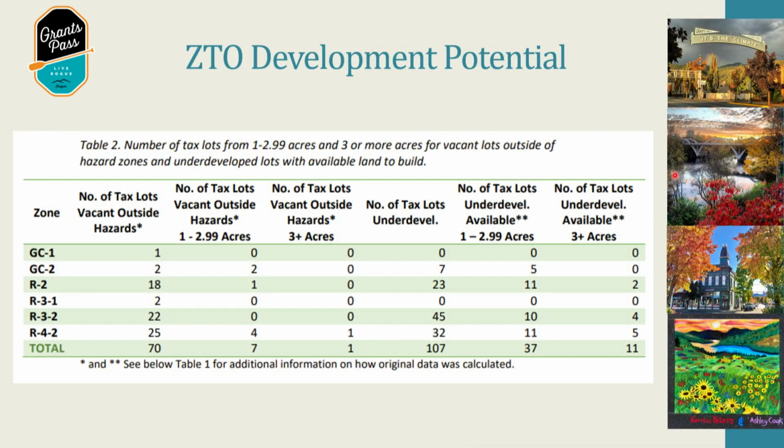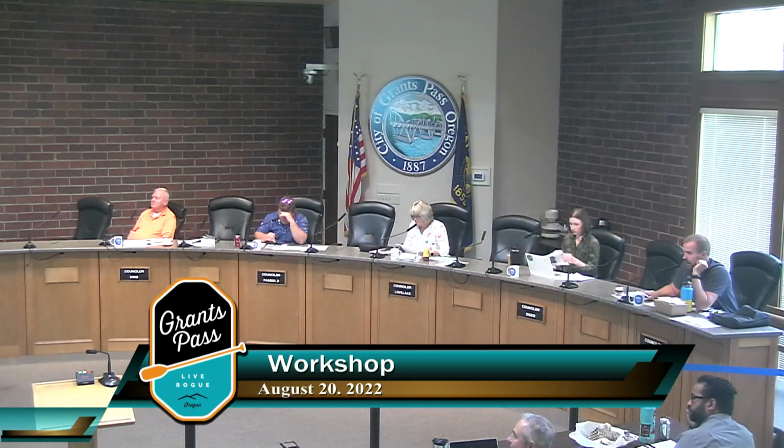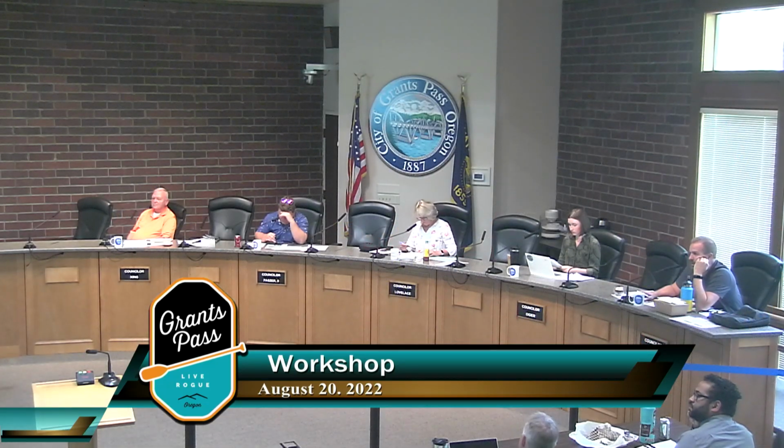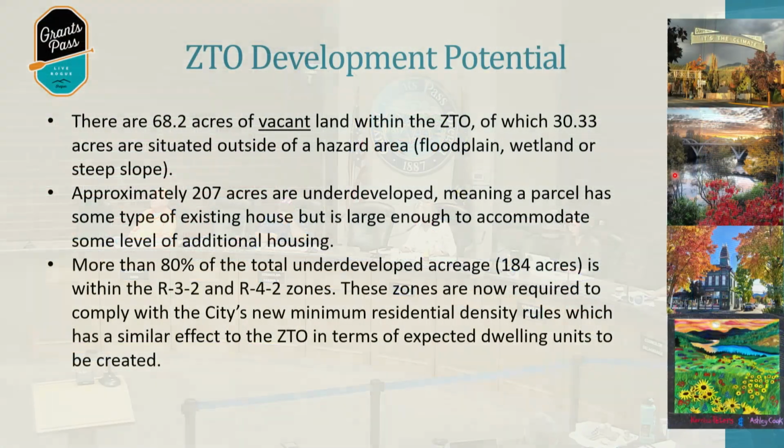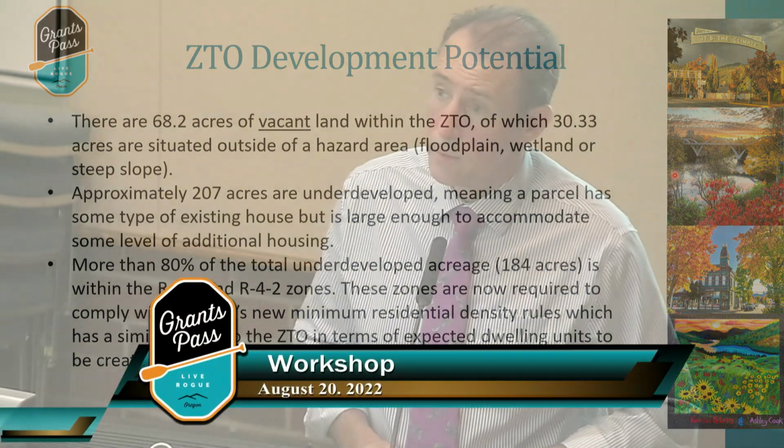Brad, could I ask a question on the previous slide, the one before the map? You bet. On that last bullet, the 80% of total underdeveloped acreage is within the R32, R42. Is that after the overlay, or is that pre-overlay, that zoning? That is after. Yeah, that's only the overlay area. It doesn't include R3 or R4 that's outside the overlay. Okay, thank you. Does that make sense? Yeah. Okay.